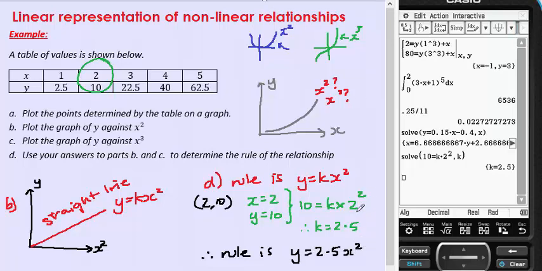Finally, there's a tiny little check that I can do. If you remember all the way back to our previous class, we said a rule of y equals kx squared would have a point of 1 and k. So this line would have a point of 1 and k, and it does, because this k value is 2.5.